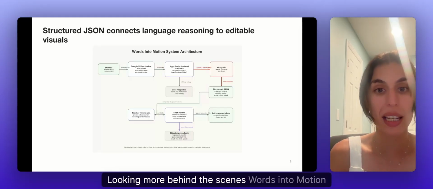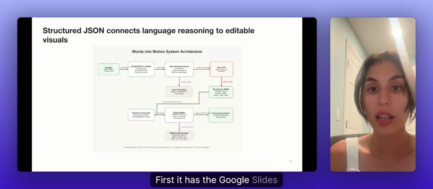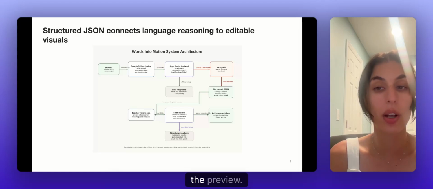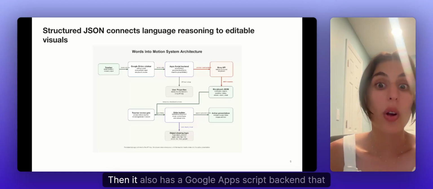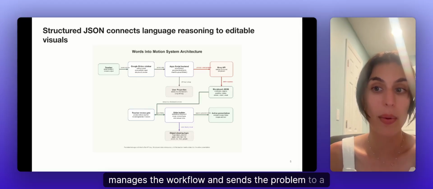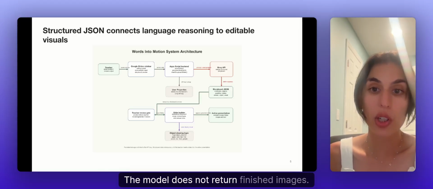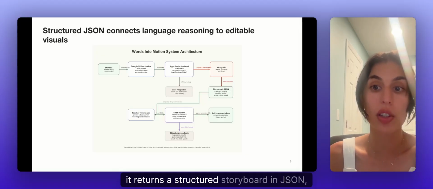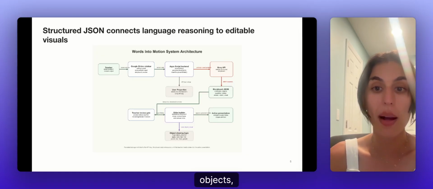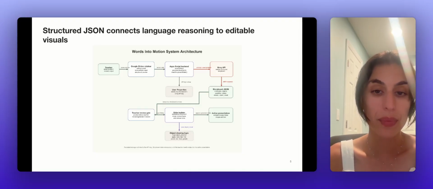Looking more behind the scenes, Words into Motion has a couple layers. First, it has the Google Slides sidebar, which collects the teacher's input and provides the preview. Then it also has a Google Apps Script backend that manages the workflow and sends the problem to a language model through Grok. The model does not return finished images. Instead, it returns a structured storyboard in JSON: the operation, characters, objects, quantities, states, answer, and object visual metadata.